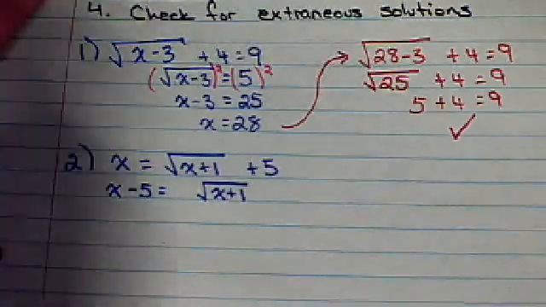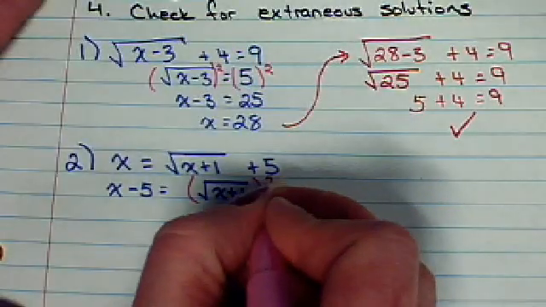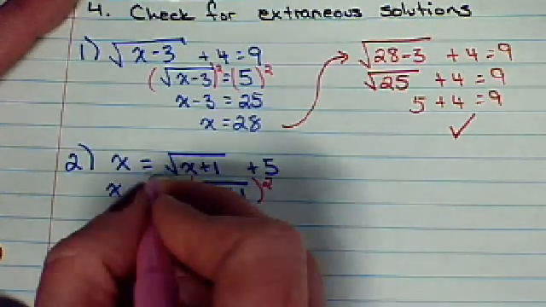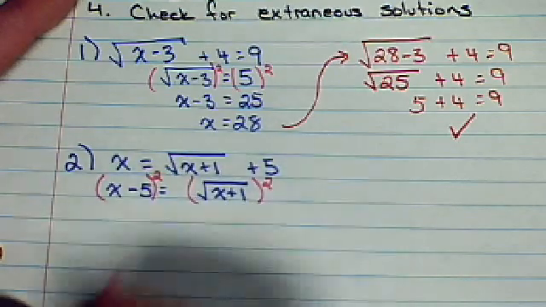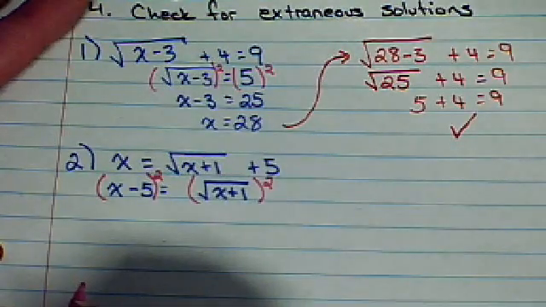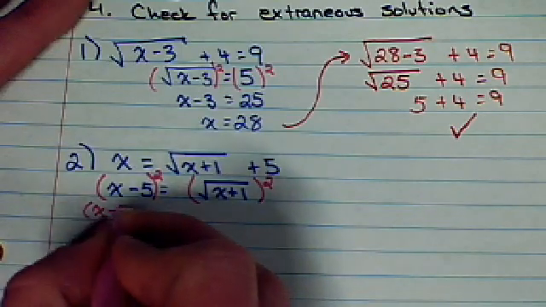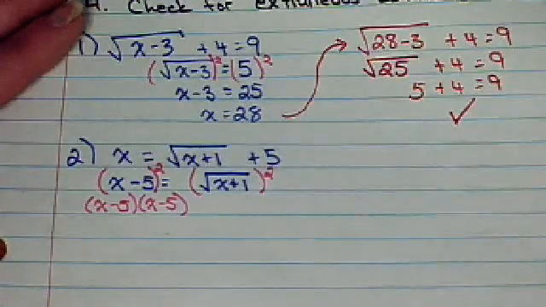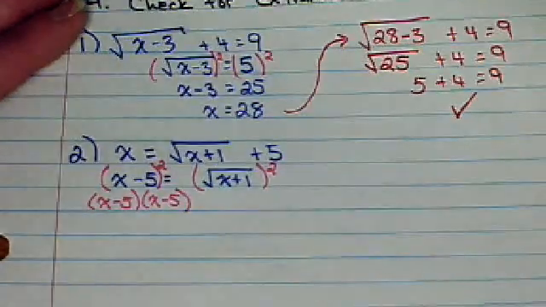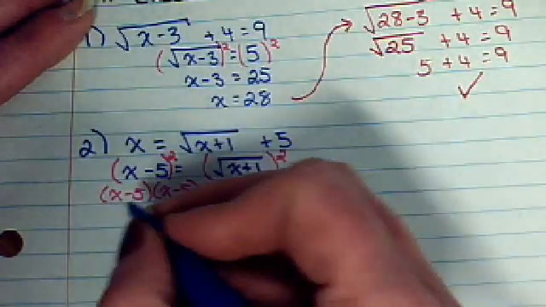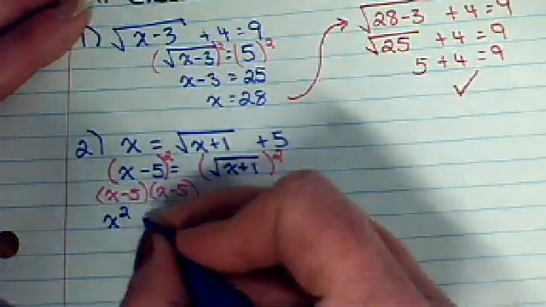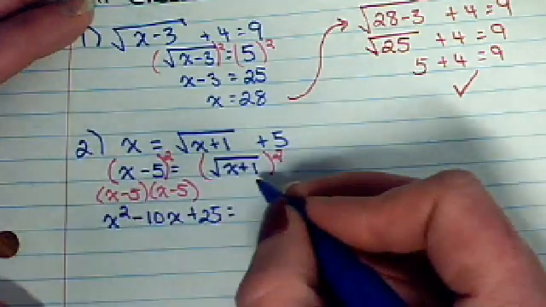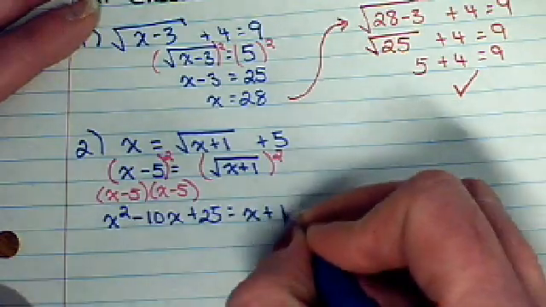You're going to have to be really careful here. Squaring this side's easy, because squaring a square root, they undo each other, and we're just going to get the radicand back, just the x plus 1. Over here, do not fall into the bad habit. This is really x minus 5 times x minus 5. If you don't know your perfect squares by now, please multiply it out. Because x minus 5 quantity squared gives me x squared minus 10x plus 25. On the other side, when I square the square root, I'm just going to get x plus 1 back.